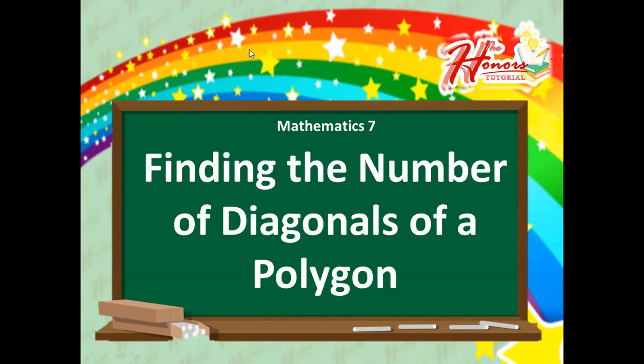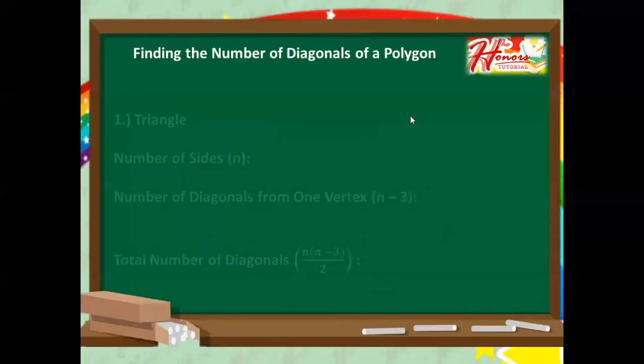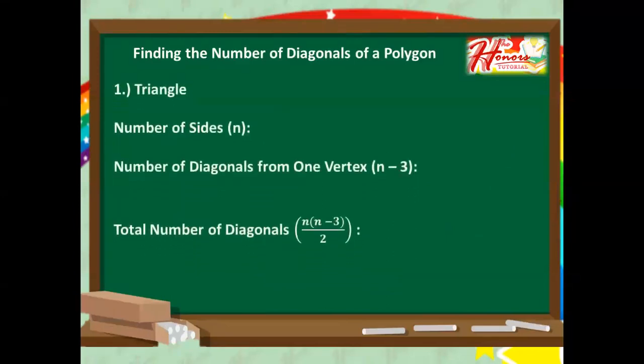Our topic for today is about finding the number of diagonals of a polygon. For example number 1, our polygon is a triangle. I have here the number of sides. It is represented by n. And also I have here the number of diagonals from one vertex.